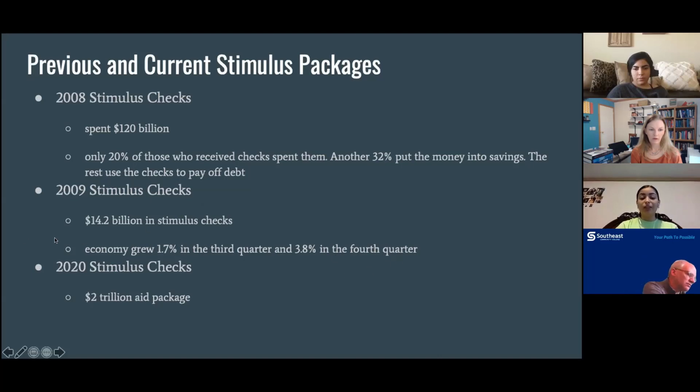And as you may or may not know, we also have a 2020 stimulus package, and it's obviously a lot of money involved to try and get a lot of reward back as well.